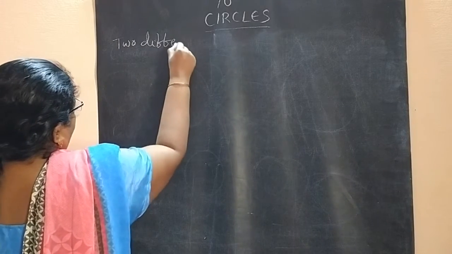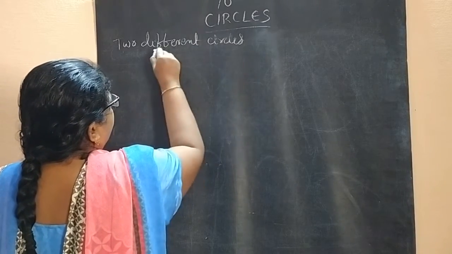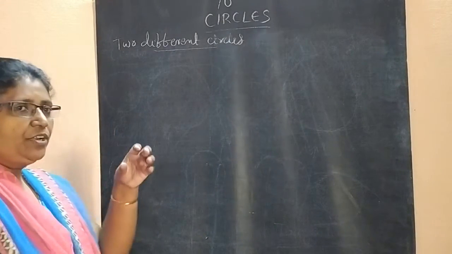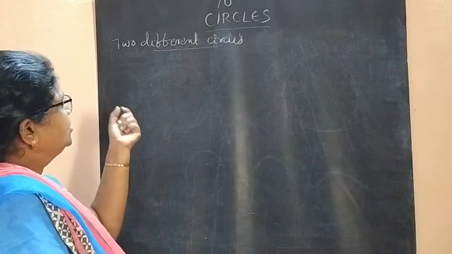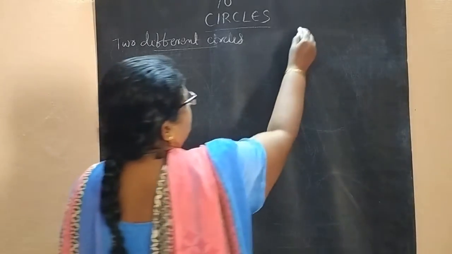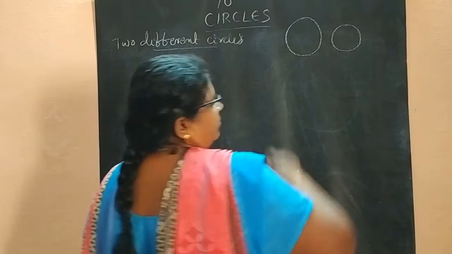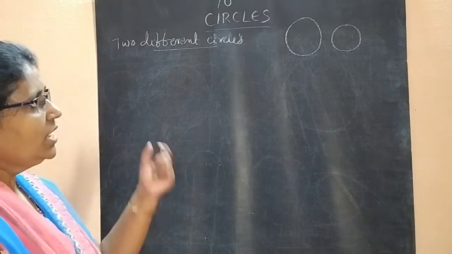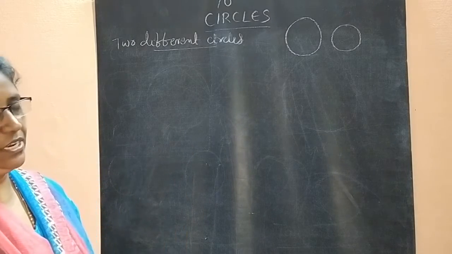Different circles means we are talking about circles with different radii. If you are getting two different circles, that means circles of different radius. One is this one, another is this one. Two different radius circles. What are the different ways of drawing these two circles?